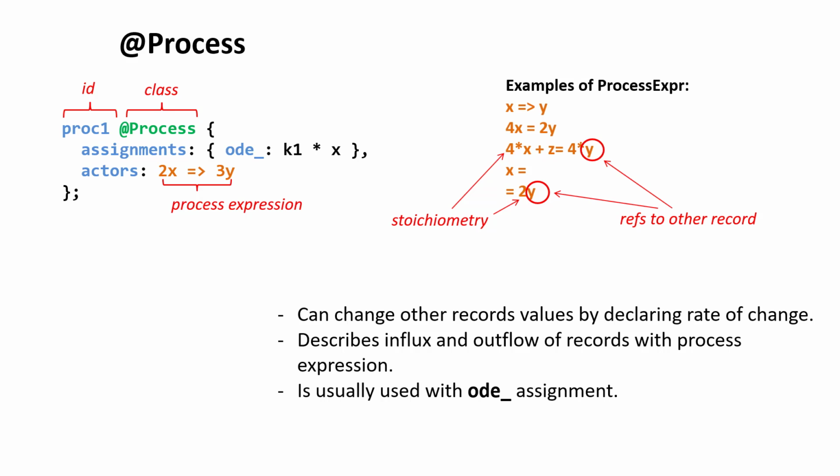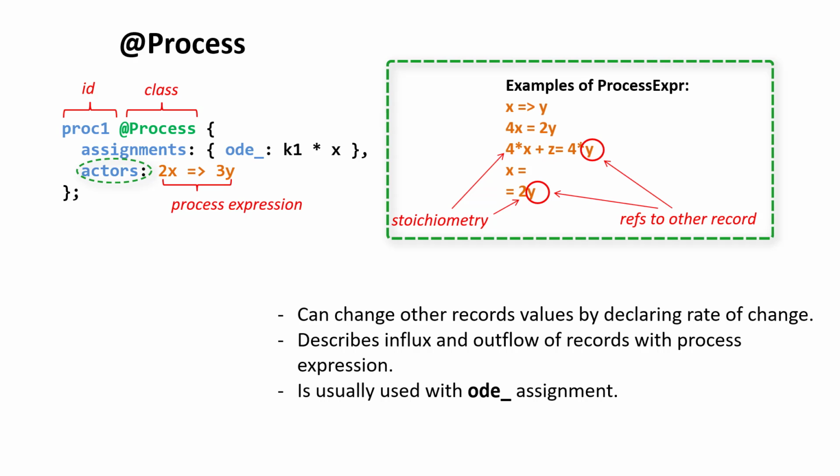Let's see what the process is. The process is the same as the record, but it has the additional actors property. The most simple way of writing the actors is to use the process expression string. It includes references to other records. And this means we establish the rate of increase or decrease for those values taking into account the stoichiometry. Process usually uses the ODE assignment. You see here several examples of process expressions.